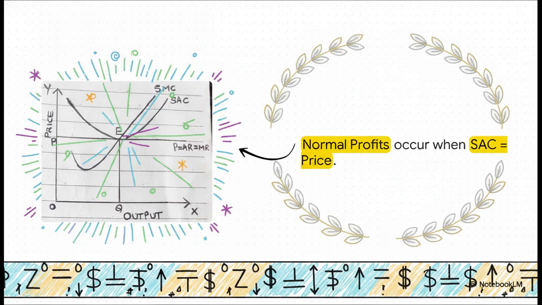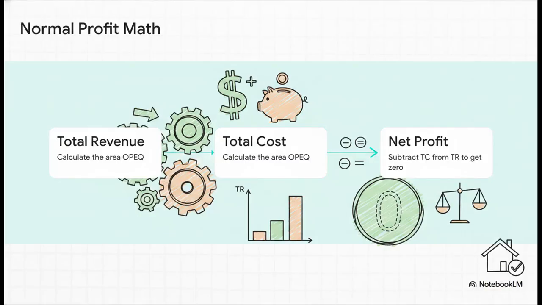But check out the SAC curve now. It's no longer hovering up above the price line. Instead, the very bottom of that U shape rests gently upon it, perfectly tangent exactly at our equilibrium point E. Running the numbers on this safe state.